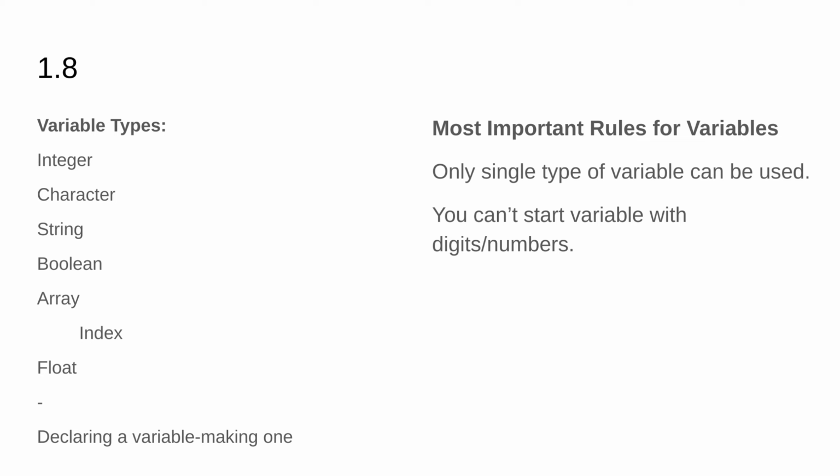And we have some rules for variables. One of the rules is only a single type of variable can be used each time. So when we're declaring or making a variable, we can only use one of these types. We can't use an integer and character together. And when we use those together, it would be called a string. And you can't start the variable with digits or numbers. So when we're labeling our variable, for example, if we want to name it year1970, we can't name it 1970 and start it with that. We have to name it year1970. So start it with a character.